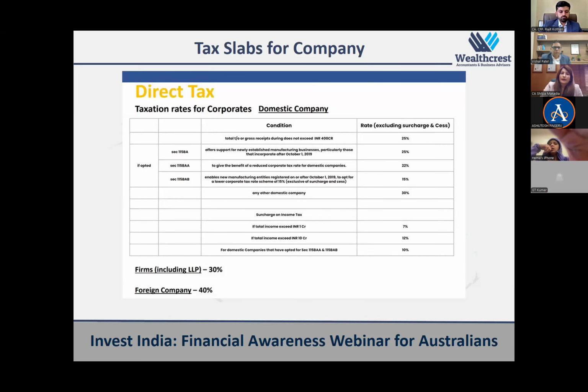So these are the rates of direct taxation, corporation tax, which would be applicable to your company based on the turnover criteria, and on whether it is a manufacturing company or a trading company, based on those kinds of criteria as well. So it ranges from 15% to 25%. Okay.